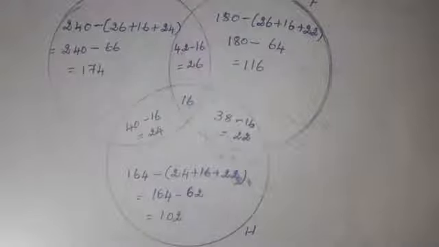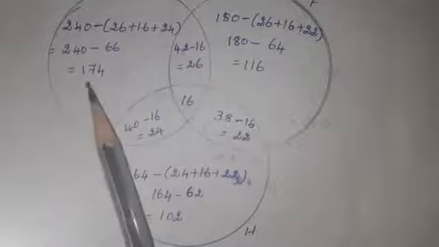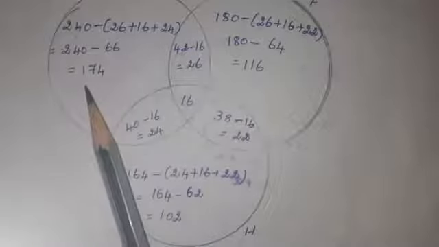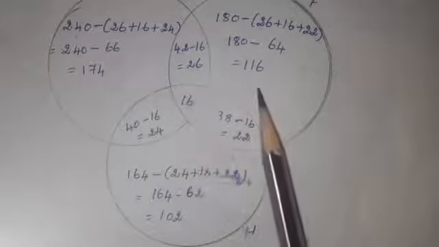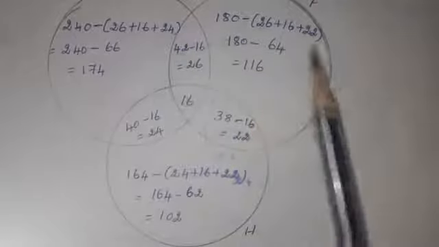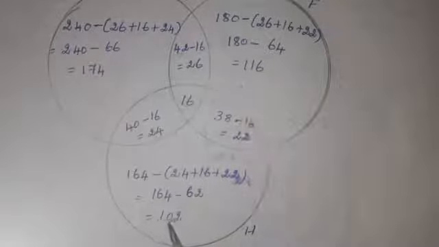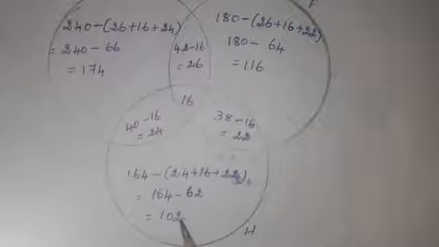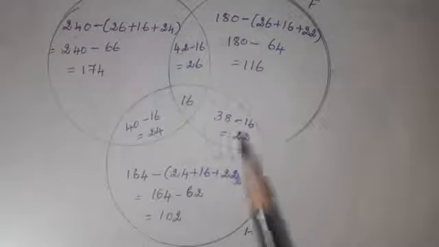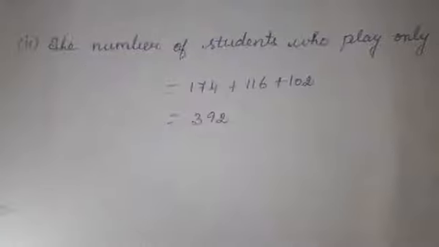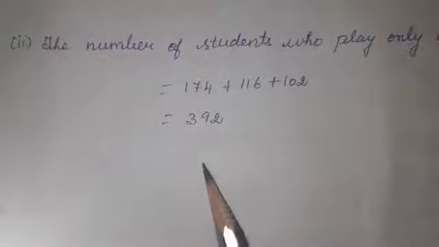They are asking only one game, no? Here, one game, it is 174. Those who play only cricket, plus 116, those who play only football, plus 102, those who play only hockey. You should add these three. Therefore, the answer is 392.